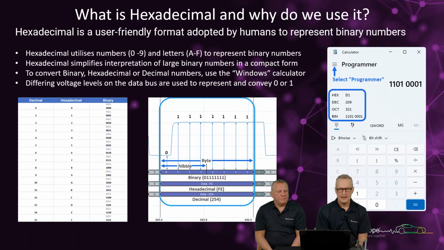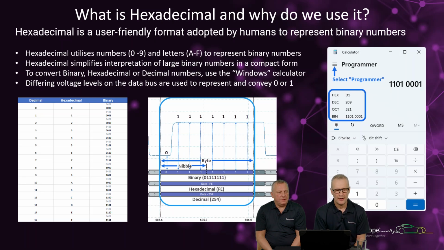To convert binary, hexadecimal or decimal numbers, use the Windows calculator. It's a lifesaver, this is, and I've got an image of it on the right hand side. It's part of the Windows operating system. Just open the calculator up and click on Programmer, and then you can enter your number in whatever form you like. So if it's a row of binaries, which if you type that right first time, I'll eat my hat because it is binary. Type in your decimal or your hex, whatever it is, and it will spit out whatever format you want.